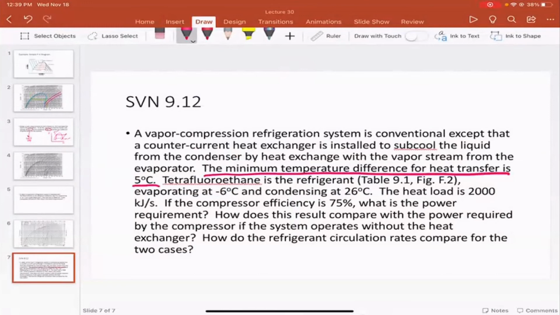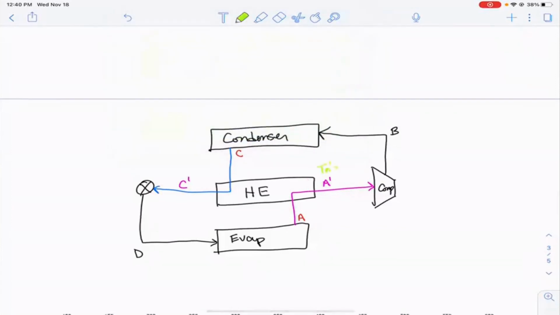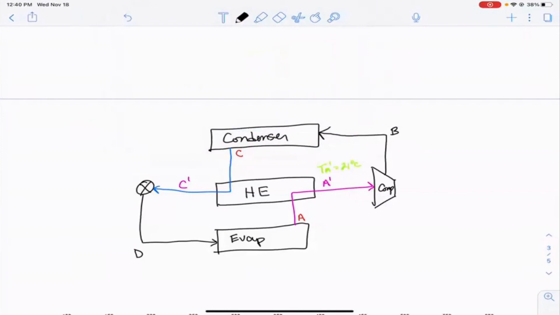The reason that's important is because if you think about how we might operate this heat exchanger, we know that the temperature in the condenser is 26 degrees. And if the minimum difference in the temperature is equal to 5 degrees, that means that the difference in the temperatures between state C and state A prime is equal to 5 degrees C. And if C is still at 26, and that is our design point, that means the temperature at A prime is 21 degrees C. And so now we know at least what that condition is going to be.